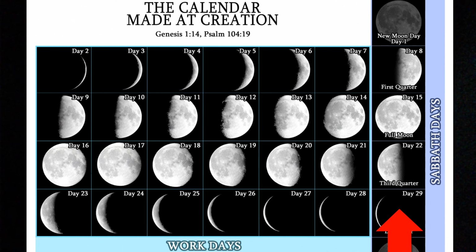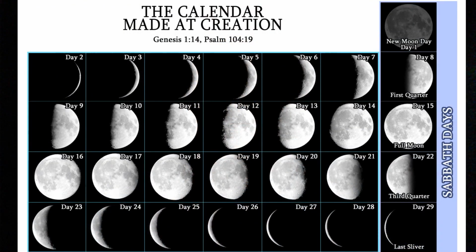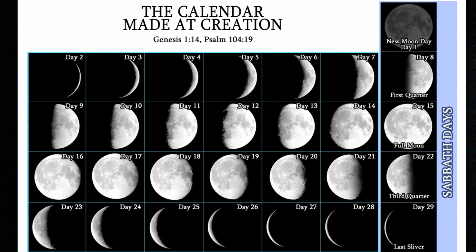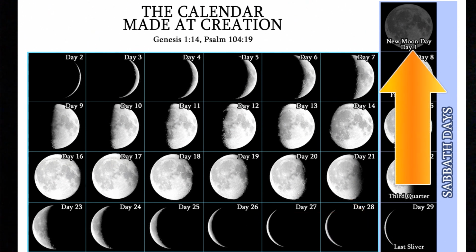Now, this is the 29th of the month. The 29th, the last Sabbath of the month, is the last day of the month. Remember, there are only 29 days in a lunar calendar. So at the end of the month is the last Sabbath of the month. That is the 29th day of the month. Then you keep your Sabbath. Then the next day is a new moon day, a completely brand new month.